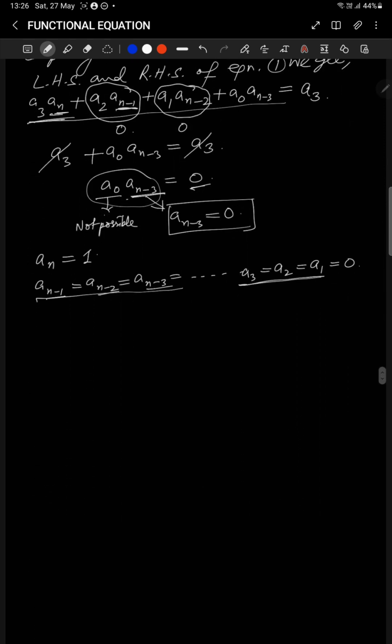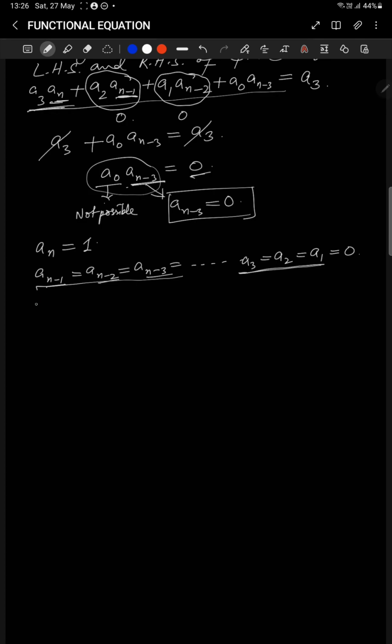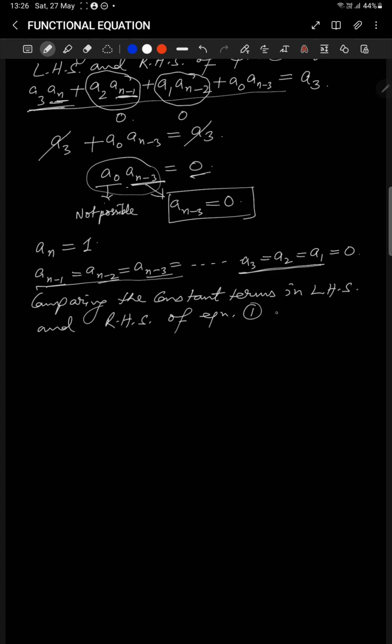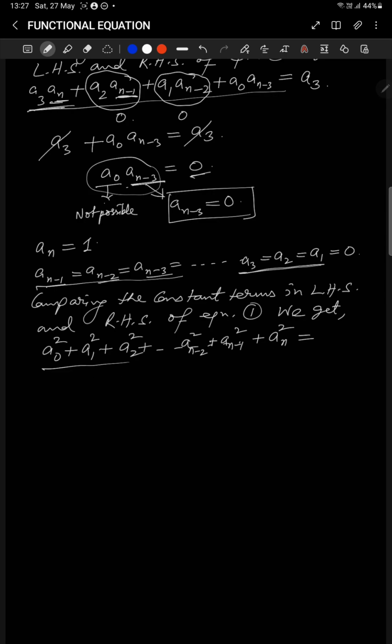So what we are getting is, let me just write, comparing the constant terms in LHS and RHS of equation 1, we get a0 square plus a1 square plus a2 square plus dot dot dot a n minus 2 square plus a n minus 1 square plus a n square. This happens in the left hand side.